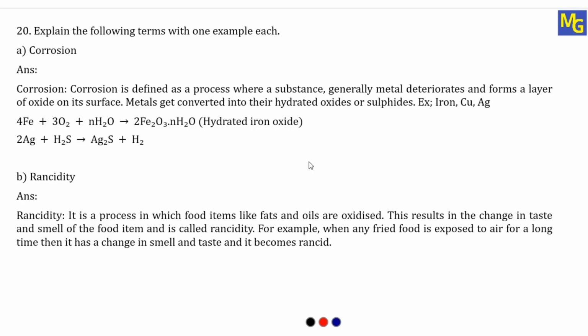Now the next question is question number 20. Explain the following terms with one example each. So here we have two terms. One is corrosion and one is rancidity. We have to explain it. Also we have to write one example.